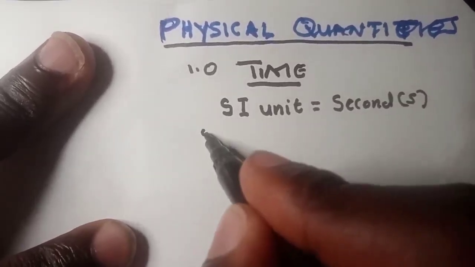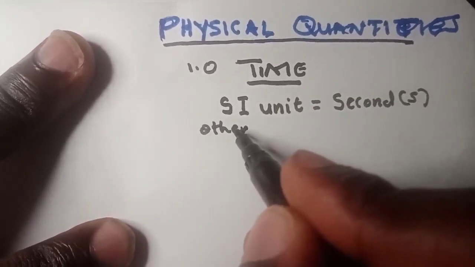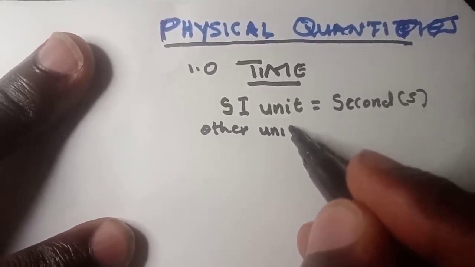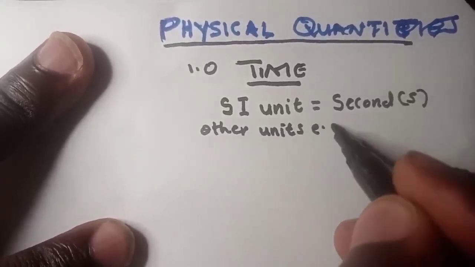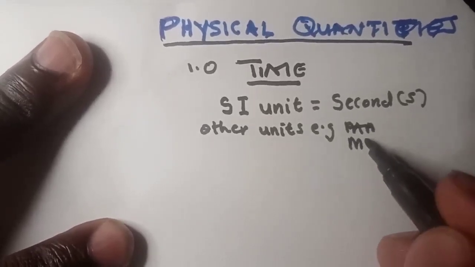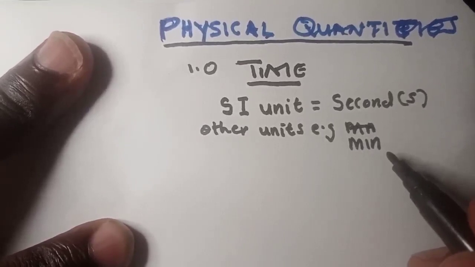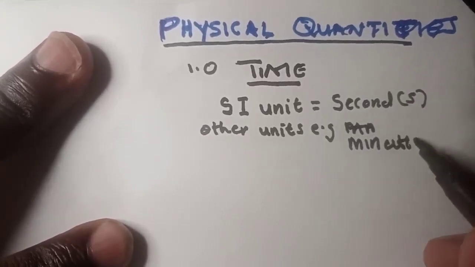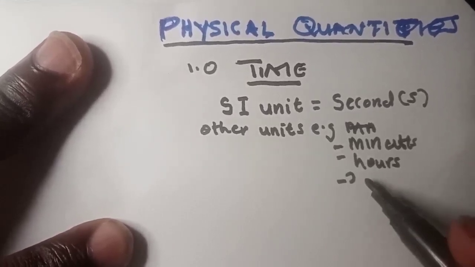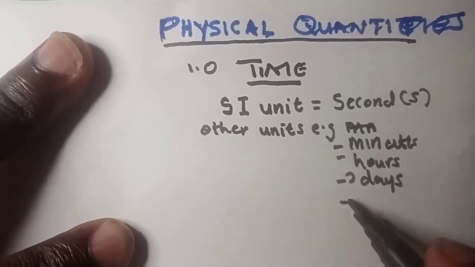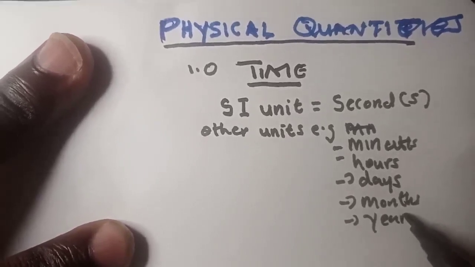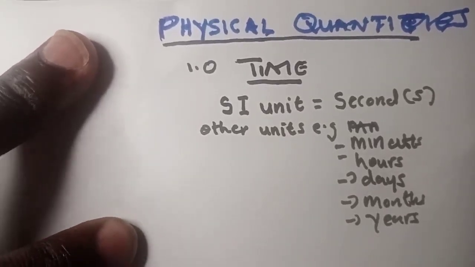But then we have other units, and these are not the SI units. For example, you have minutes, hours, days, months, and years, which is the biggest or the largest unit of time.